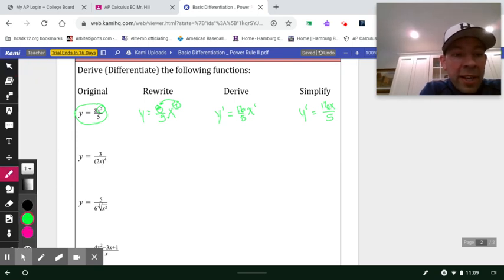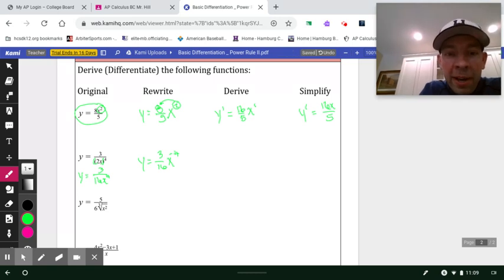All right, so there's an extra challenge here in this next one, and it's these parentheses right here. And I might even do kind of a two-step process of rewriting it. What I'm going to do is raise both the 2 and the x to the 4th power to make 16x to the 4th. And then rewriting that is going to make a coefficient of 3/16 x to the negative 4. Okay, now we're ready to derive.